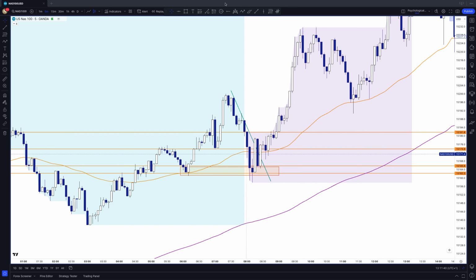Now, this is the first 45 minutes right here. Right? This is the first 45 minutes. This is the window right here from 8 to 8:45 London time. This is the window. And we had a clear break.